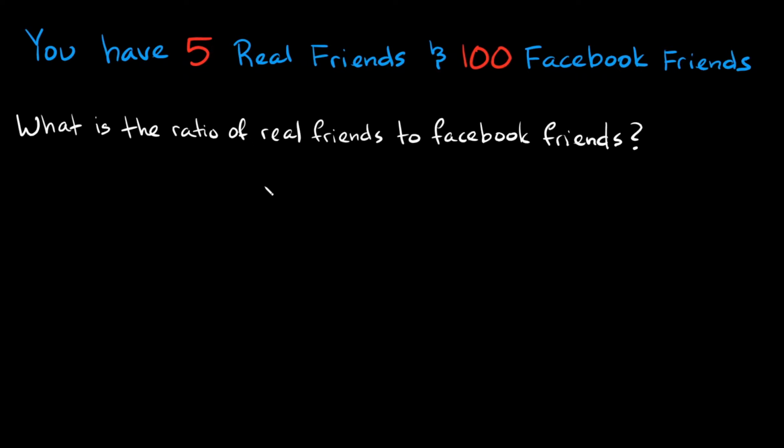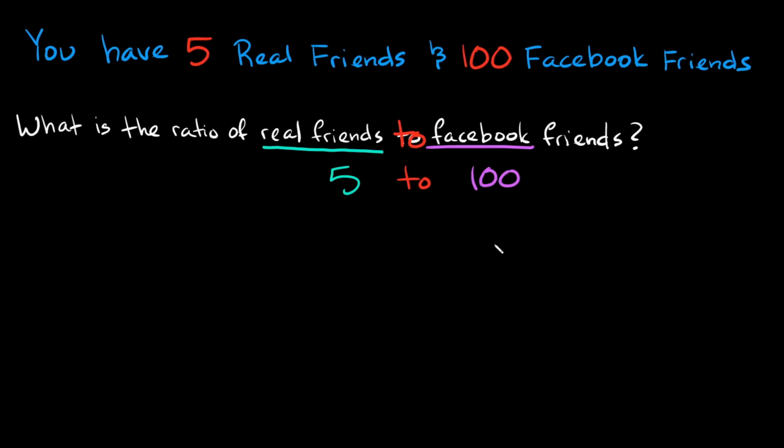Okay, so what would your answer be? Well, order is very, very important in these types of questions. So it's really important to notice in the question that it listed real friends first. So it says real friends to Facebook friends. Okay, so that's how I'm going to write my answer. So in this case, my answer would be 5 to 100.